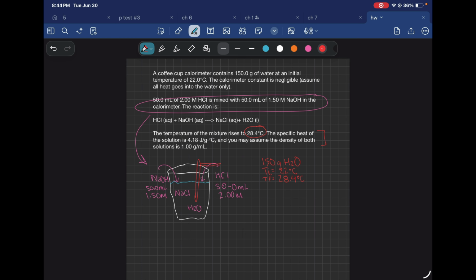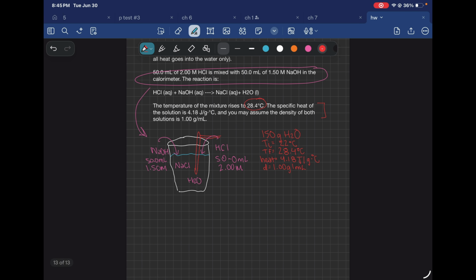We have our specific heat of the solution. So this is the solution and the cup temperature. So we can just put heat equals 4.18 joules per gram times degrees Celsius. And the density of our solution is 1.00 grams per milliliter. All right, so now that we got all this, we need to find our limiting reagent.